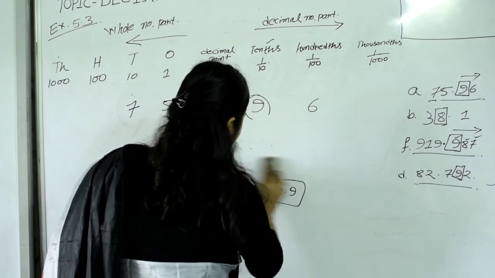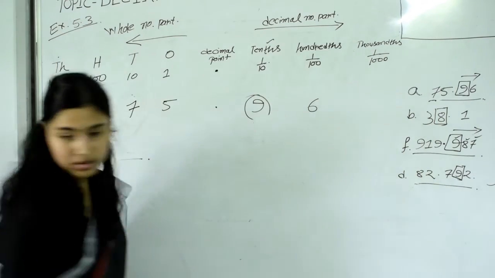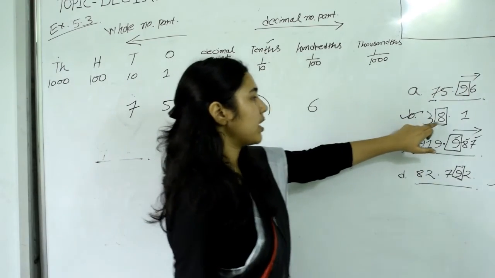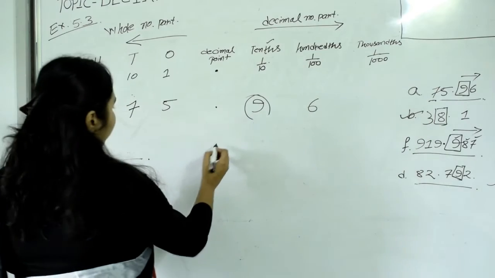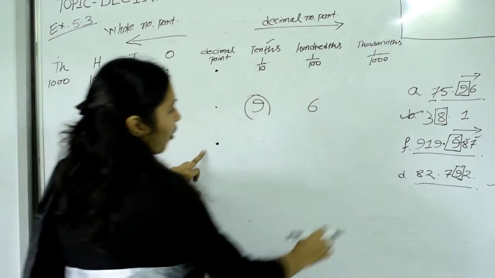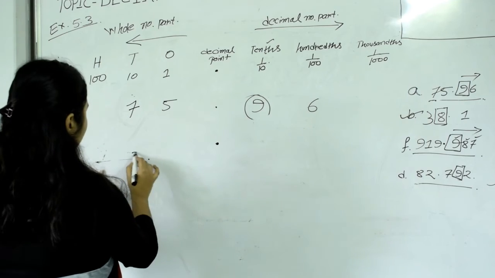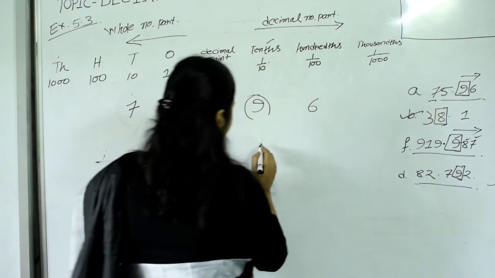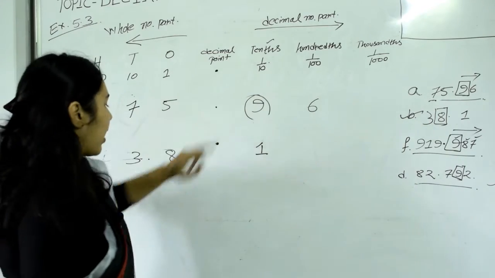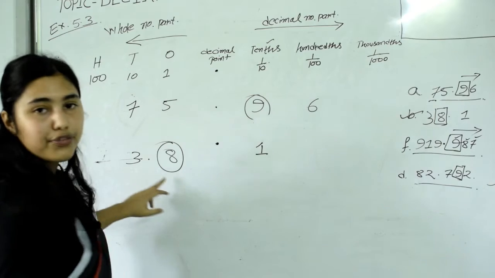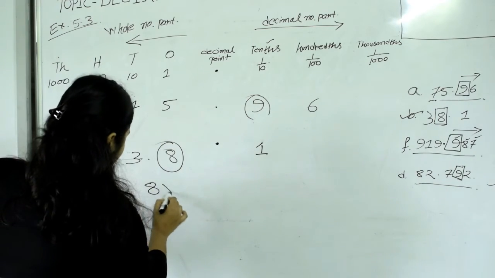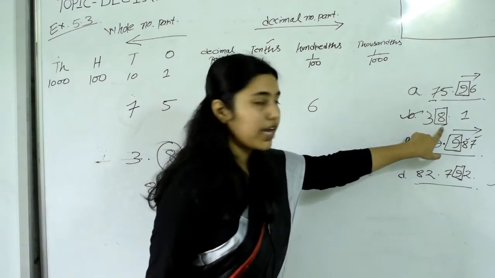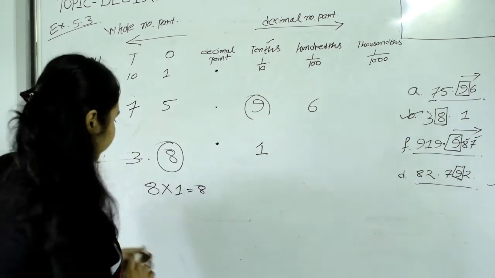Next, come to your next number, 38.1. So first, place the point. The whole number part is 38, which means 3 tens and 8 ones. 0.1 tens, right? Here we have to find the place value of 8, which is easy. 8 into 1 is equal to 8. So the place value of 8 is 8 itself.